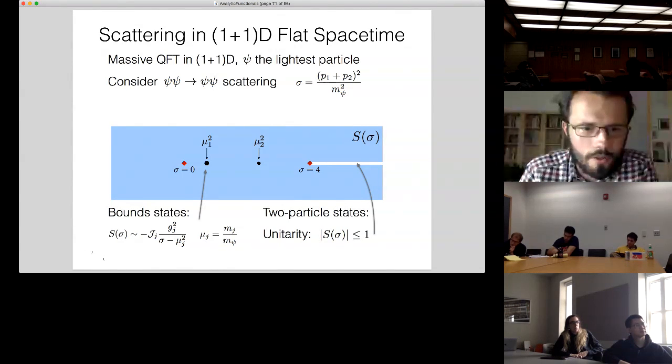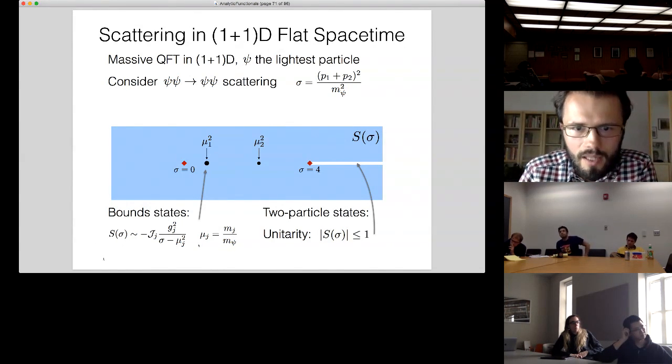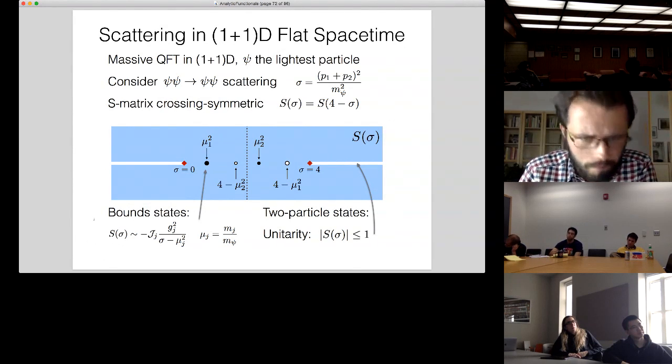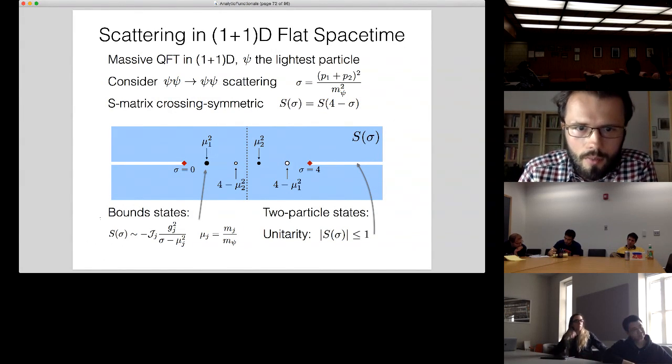It's a positive function of mu. It's not very important for the analysis. But in fact, there is more structure than that, which is coming from the crossing symmetry of the S matrix. So the crossing symmetry just maps S sigma to 4 minus sigma, and we need to complete the whole picture by the crossing symmetric components. So there is another branch cut and then a bunch of poles with the opposite sign of the residue.